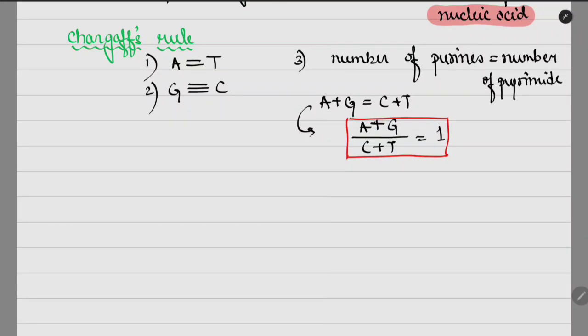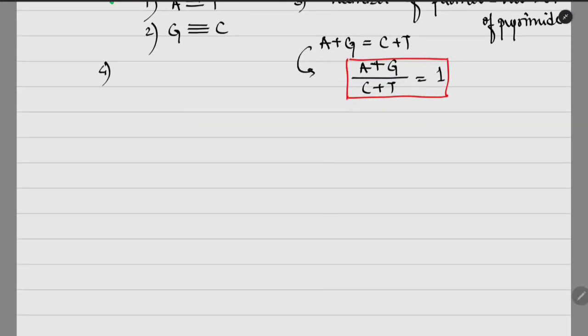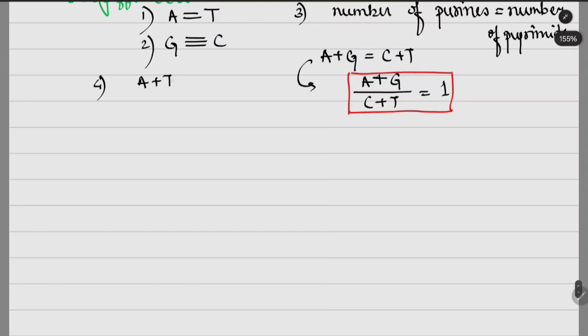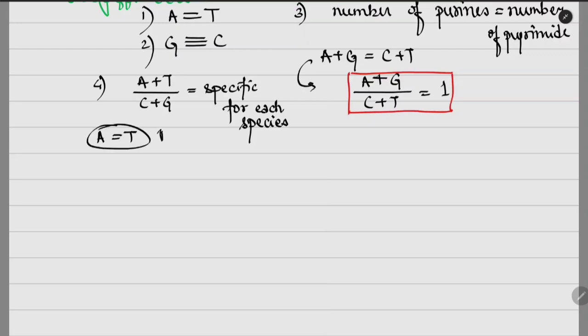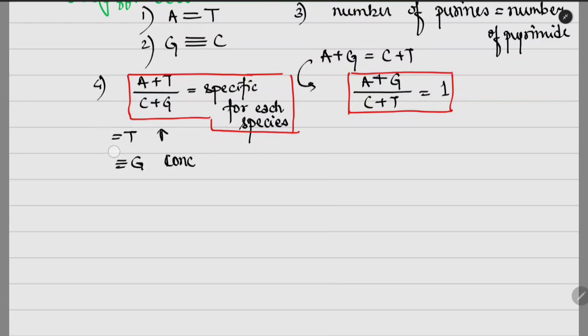Okay. And the last one is the fourth one. The A plus T concentration and C plus G concentration is specific for each species, because some organisms have A, T concentration more than the C or G concentration. So this change can lead to different genetic material for different species. So remember this point: A plus T and C plus G are specific for each species.